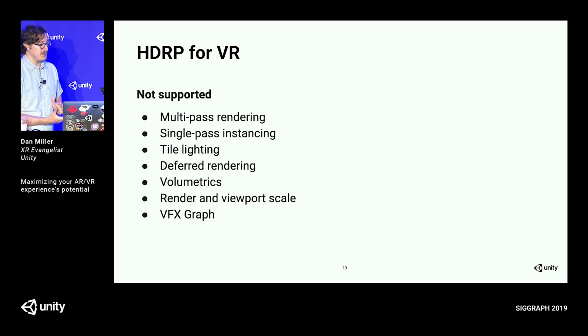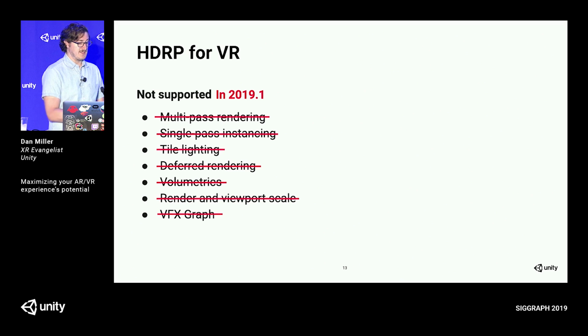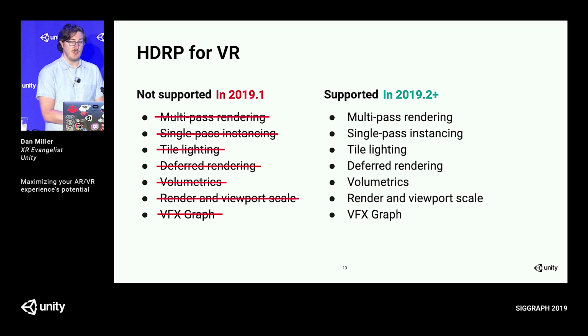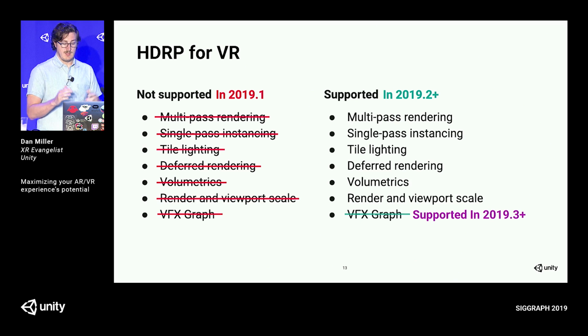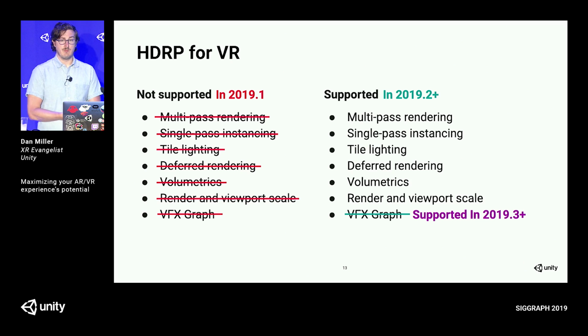Now, the unfortunate part is that there are some things that aren't supported for virtual reality. So for 2019.1, we're looking at things like single pass instance, tile lighting, deferred, volumetrics, VFX graph. But that's actually just in 2019.1. And in 2019.2, we're basically supporting everything that's available in the HD render pipeline, except the VFX graph. So there's a known bug there. It is being fixed, and it's available in 2019.3.